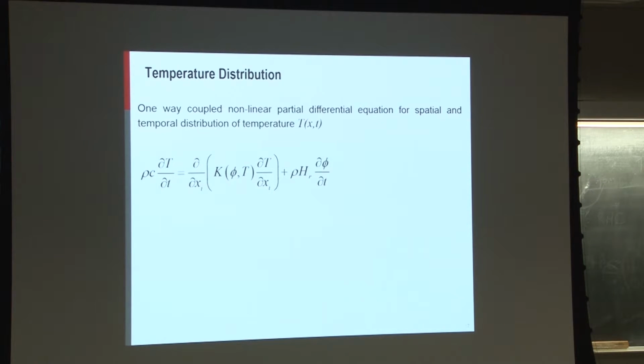So we start with a one-way coupled nonlinear partial differential equation, a heat transfer problem, and this part is the heat generation. As you can see, the heat generation is related to the rate of curing of the material, and that is defined by an Arrhenius type equation, which is measured experimentally.